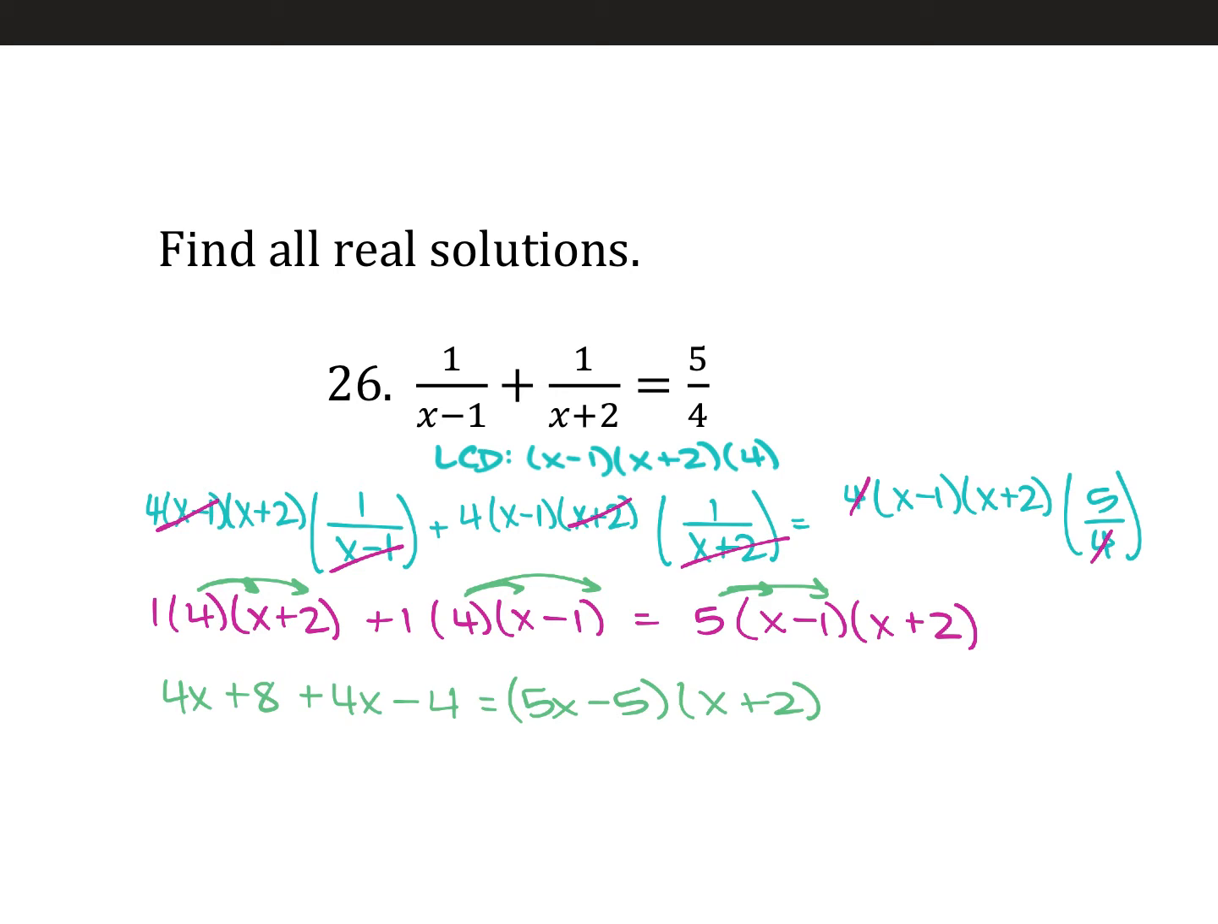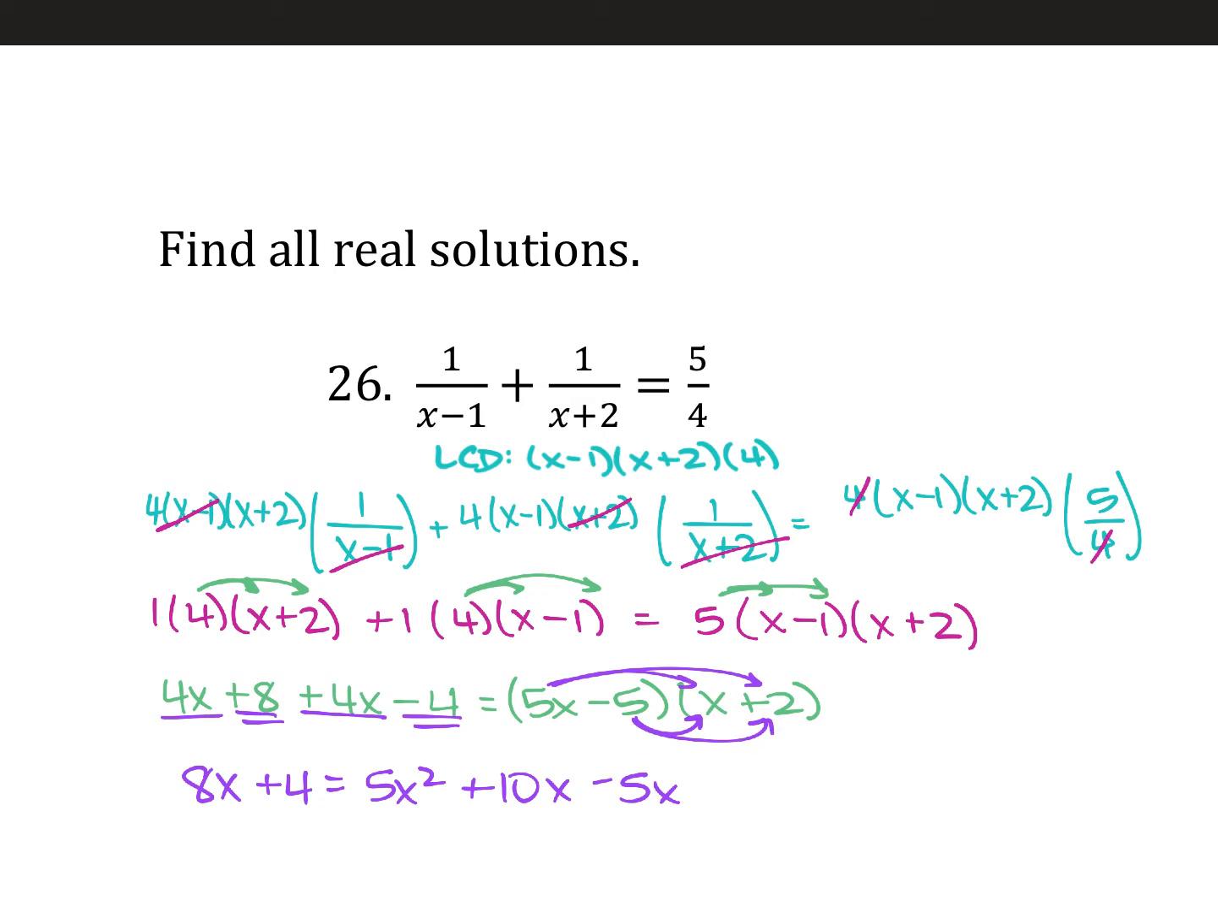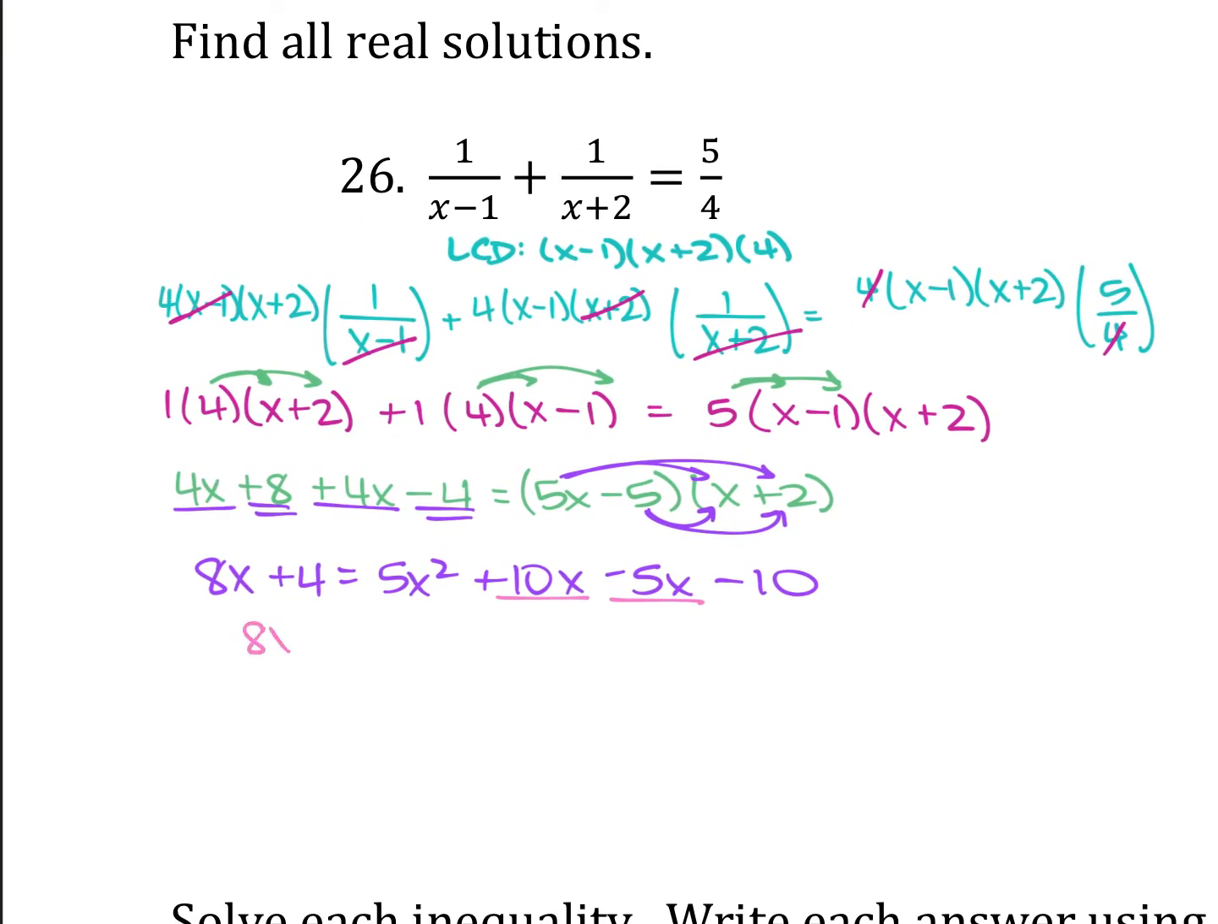At the same time, I'm going to combine my like terms on the left side. We have 4x plus 4x, which is 8x. Then we have 8 and negative 4, which is 4. If I FOIL this out, the 5x times x is 5x squared. The 5x times 2 is 10x. Negative 5 times x is negative 5x. And negative 5 times 2 is negative 10. This is equal to, not plus this. Okay, so we're going to combine our like terms on that right side, and this is going to give us 8x plus 4 is equal to 5x squared minus 5x minus 10.